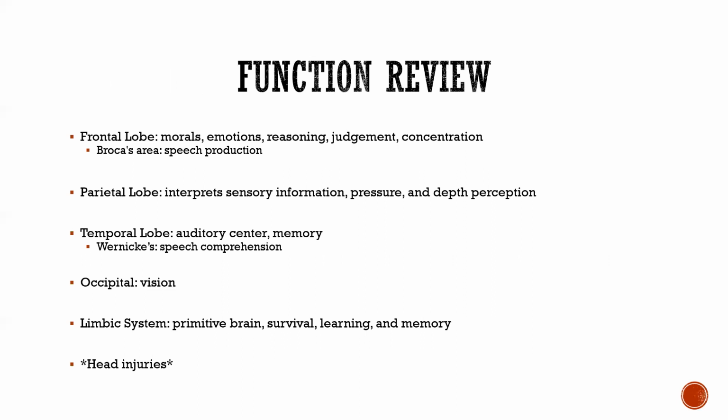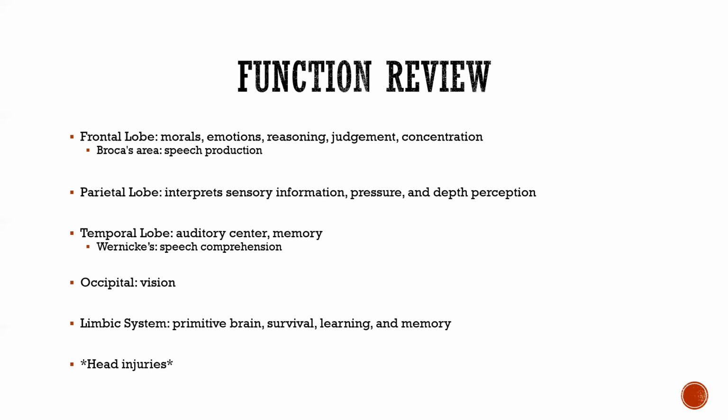And the reason why we go over function is because if I have a brain injury of the frontal lobe, it may impact my emotions, my concentration, and the ability to produce speech. So the reason why the function review is important is because if there is a head injury, and that's why it's starred here at the bottom, we need to know what area the head injury is at. When we know where the head injury is at, we know the expected findings, right? So if I've hit and I've damaged my frontal lobe, I have problems with morals, emotions, reasoning, judgment, concentration. This is where I find Broca's area, which means I have trouble with speech production.